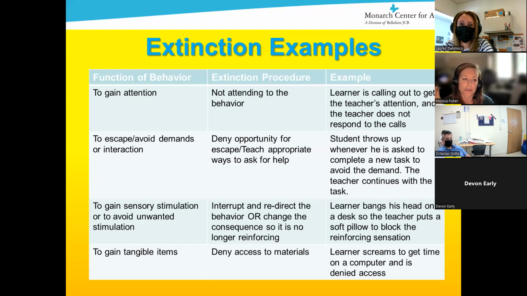Another extinction example is if the function is to gain some sort of sensory stimulation or to avoid unwanted stimulation. It might be either interrupting and redirecting the behavior or changing the consequence, so it's no longer reinforcing. So if a learner bangs his head on a desk, the teacher puts a soft pillow to block that potentially reinforcing sensation. Gaining tangible items function, if you just deny that access to that material. So learner screams to get time on a computer, and that computer time is never provided, contingent on that screaming.